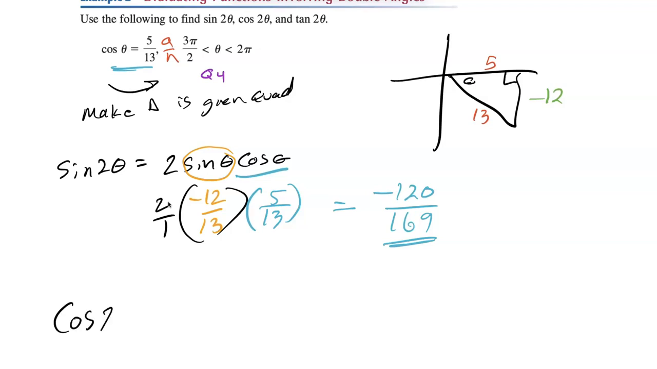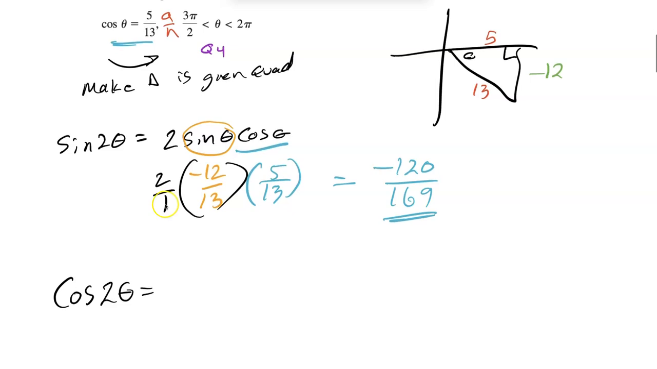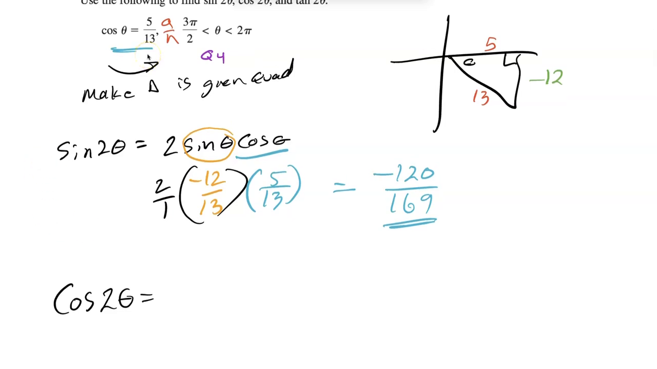Cosine 2 theta. Now the most common mistake here is that people just see the cosine there, and I get this all the time. They'll give me 2 times 5 over 13. That is wrong, right? Cosine is 5 over 13, not theta. Theta is not 5 over 13, cosine is. So what you're supposed to do is, what's cosine 2 theta?